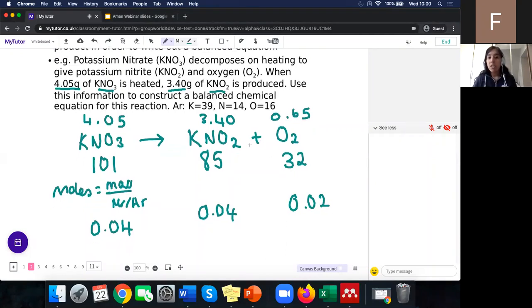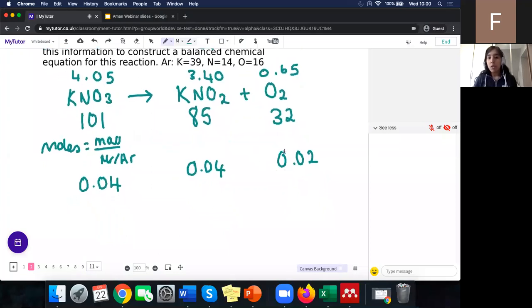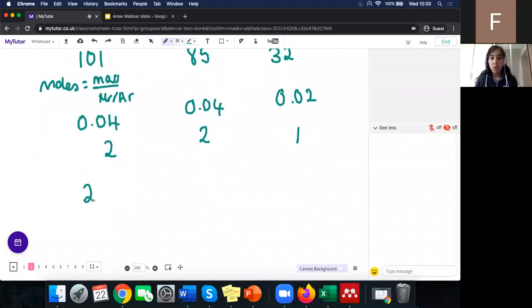Again, we just need to work out the simplest ratio. 0.02 is the smallest number, so we divide by 0.02. 0.02 divided by 0.02 is 1. 0.04 divided by 0.02 is 2. And 0.04 divided by 0.02 is 2. So that means our reaction is 2 potassium nitrates, which decomposes to form 2 potassium nitrites plus 1 oxygen.